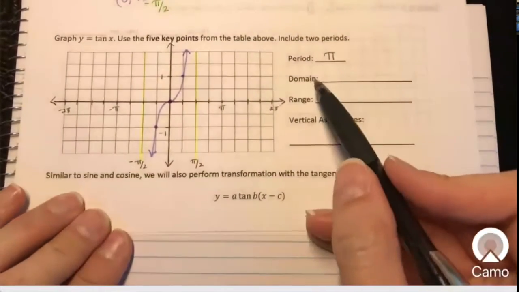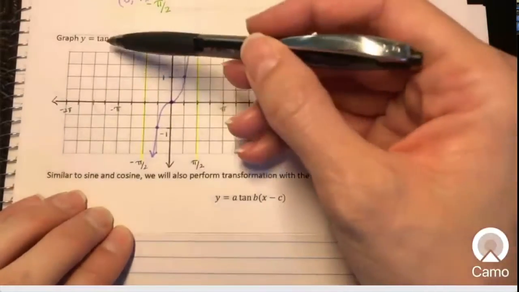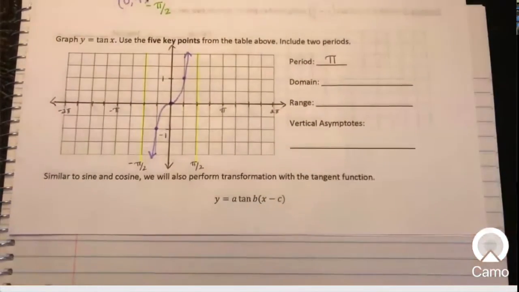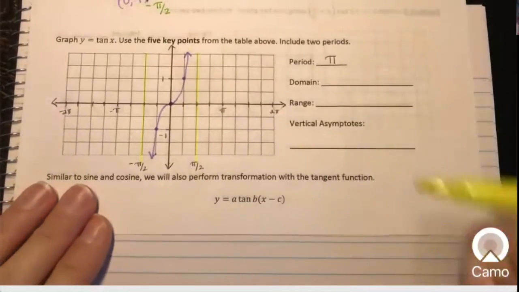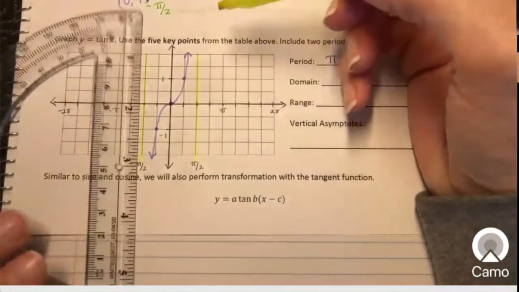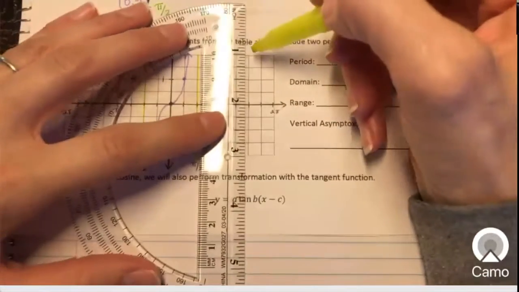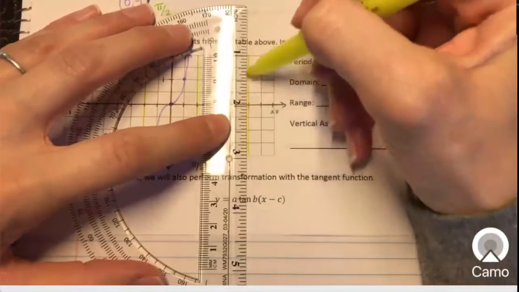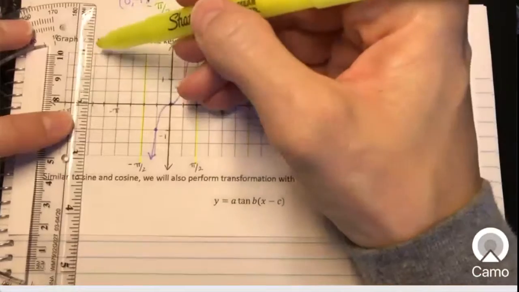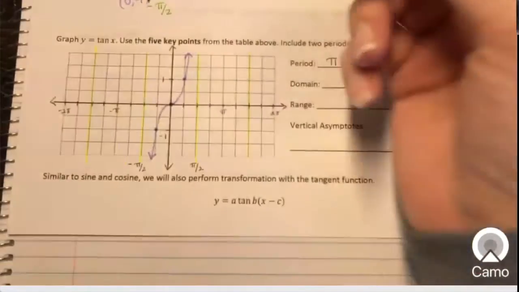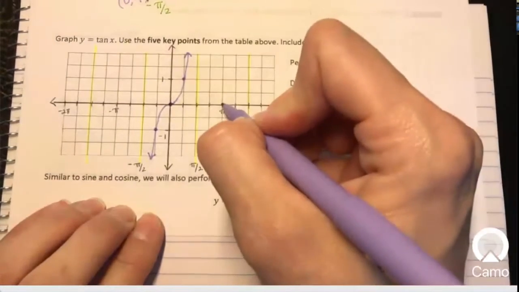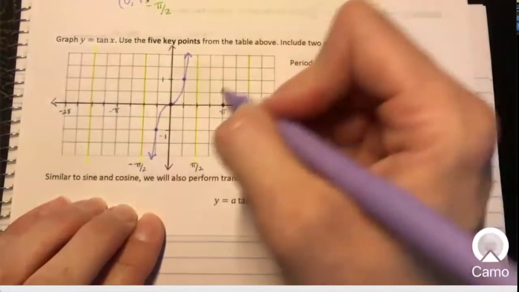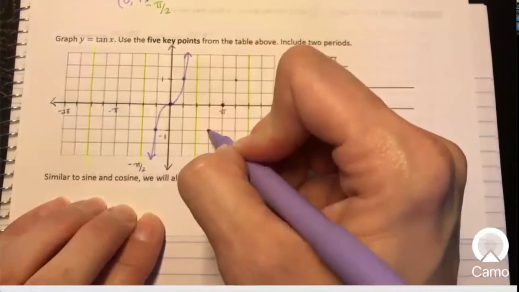We can see our domain. Before we do our domain and range, let's go ahead and graph another period, and I'm going to include one on either side. So my asymptotes are going to occur at another pi units away, because remember it takes pi to complete one full cycle. I'm going to go pi units in this direction as well. And we're going to just copy and paste, like we did before with sine and cosine. So we have our midpoint here, that center. We go up 1, then down negative 1.